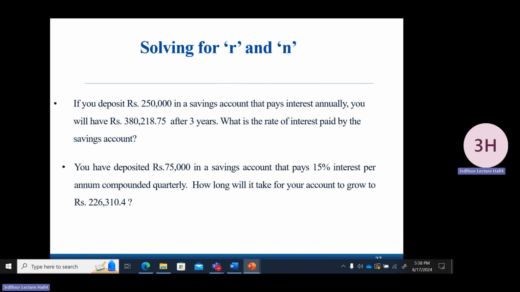Do you have doubts? Cash flow frequency. Cash flow frequency means, now the compounding frequency is quarterly, so you are getting interest 4 times. That is the cash flow frequency.